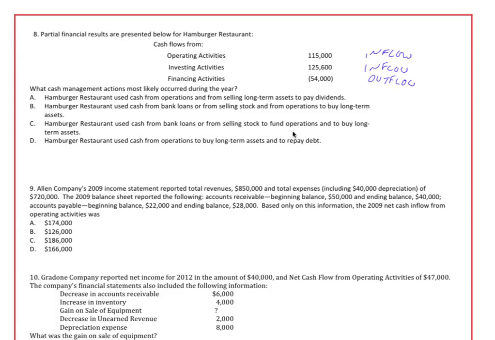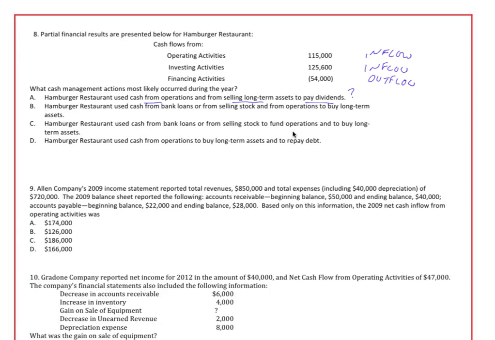So, did they use cash from operations? Well, selling, yeah, that would be a possibility. Cash is being generated from operations, and possibly selling long-term assets or selling investments, so both of those were inflows, and they used it to pay dividends. So that would certainly be a possibility. That's plausible. Let's see if there's anything better.